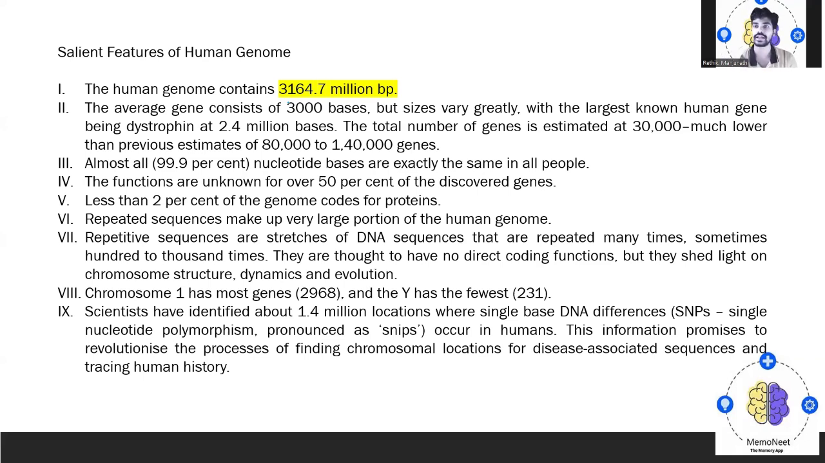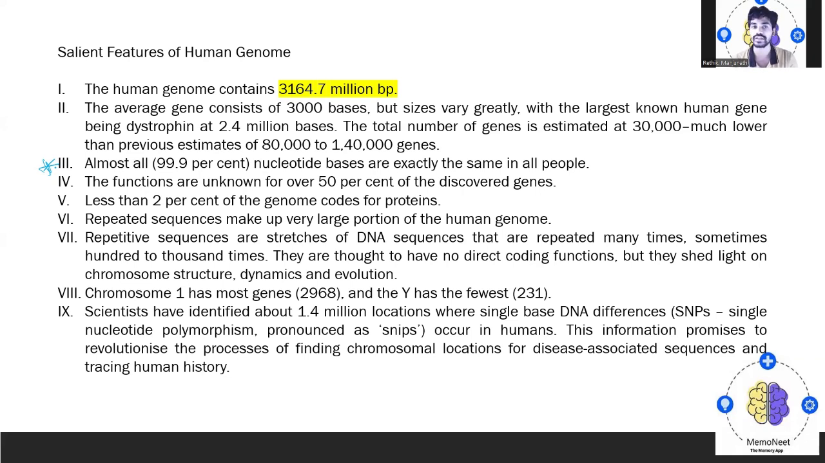So that's where they say that after analyzing the human genome project, they got to know that 99.9% of all living human beings share the similar nucleotide bases. So that is what makes us connected. Then the functions are unknown for over 50% of the discovered genes, and less than 2% of the genome codes for protein. Okay, that is what we know.